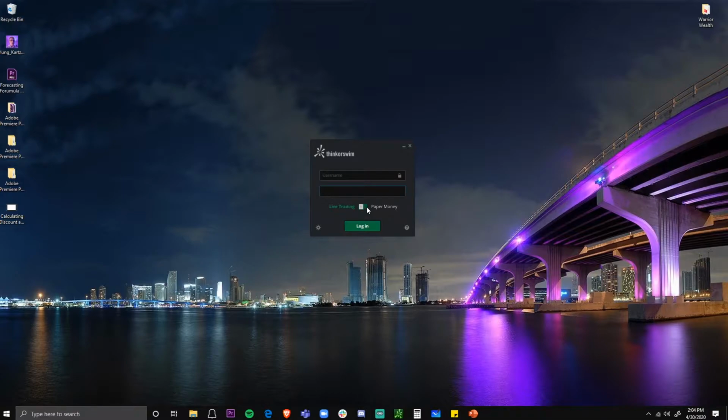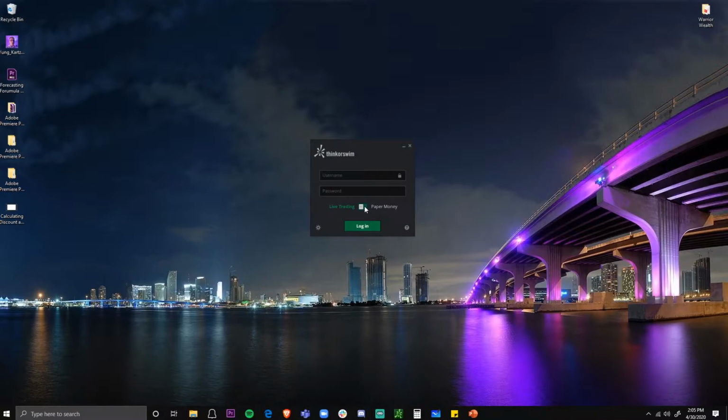You'll have live trading or paper money. It'll look like this if it's paper money. Highlight if it is on live trading. Make sure it's on live trading. I know a couple people have accidentally been in paper money and thought they were putting in live trades, and it actually was just simulated, or vice versa. They were practicing and they were in their live trading account versus their paper money. So just make sure that you choose the correct one.